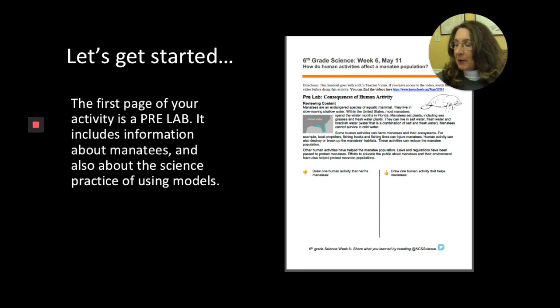Like most models, your model will show some, but not all aspects of a complex situation. For example, your model will not show the impacts of extreme weather events, predation, or competition for resources with other organisms.